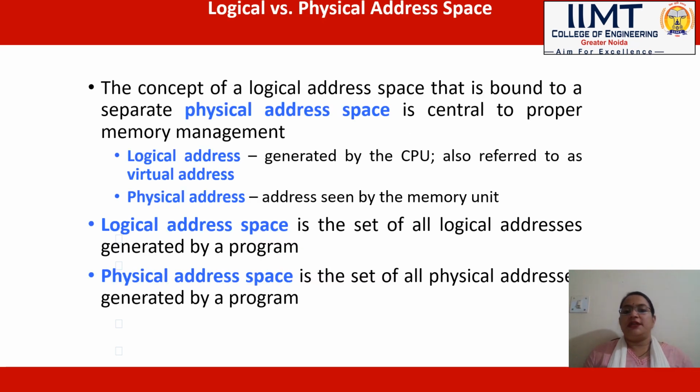What is logical address space and physical address space? The logical address is generated by the CPU, also referred to as the virtual address, and the physical address is the address seen by the memory unit. The logical address space is the set of all logical addresses generated by a program, and the physical address space is the set of all physical addresses generated by a program.